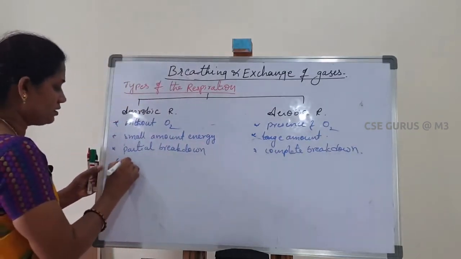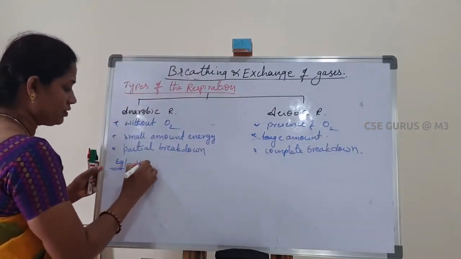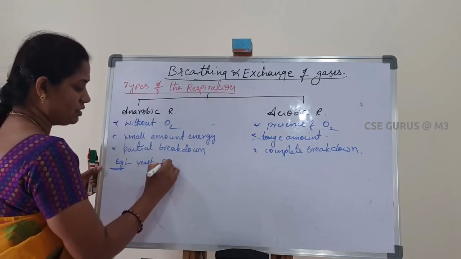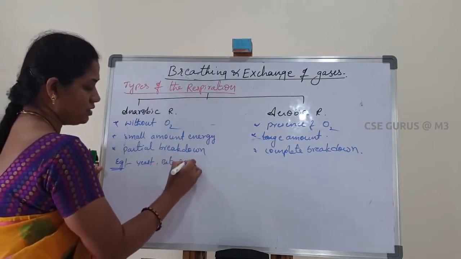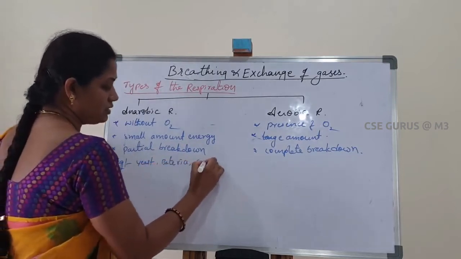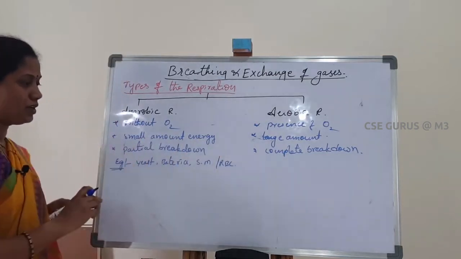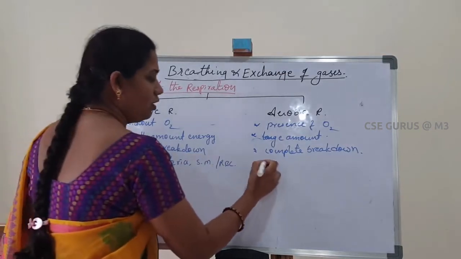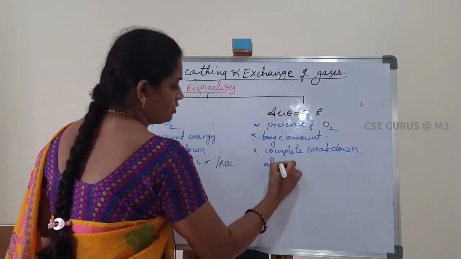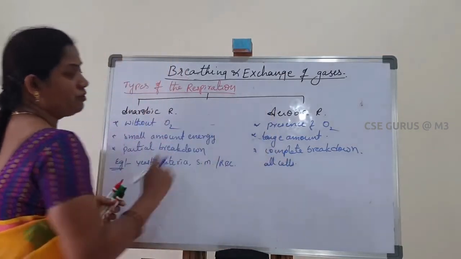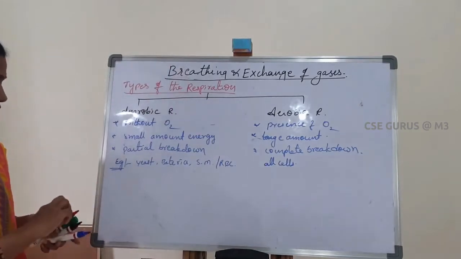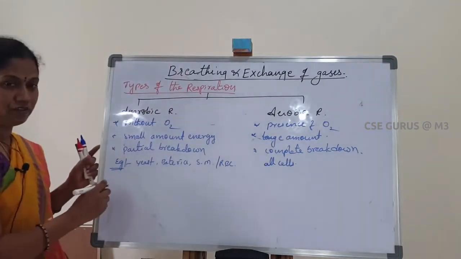Next, examples. Anaerobic respiration takes place in yeast, bacteria, skeletal muscles and RBC. All cells perform aerobic respiration. So I will explain with one equation.